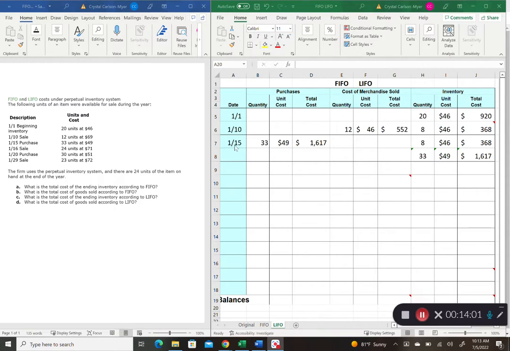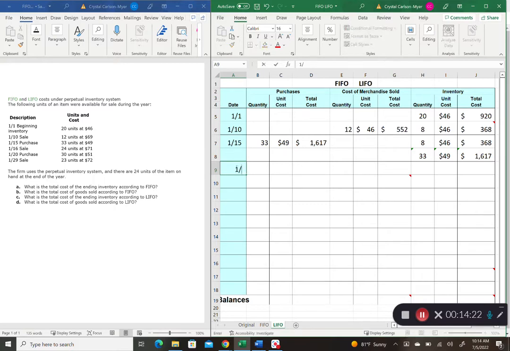It's not until I get to this 15th transaction, when I'm adding on these extra 33 units, that it's going to change my sale on the 16th. So that's why I've left all of this up here for the beginning. But now we're using LIFO. LIFO means last in, first out. So that means the last units that I brought in are going to be the first ones that I sell.